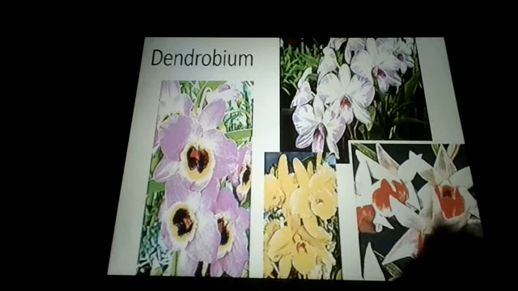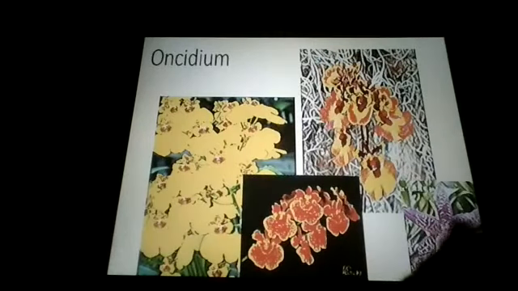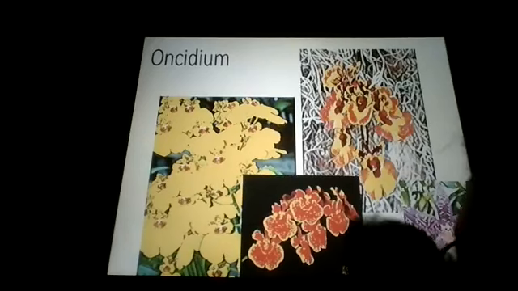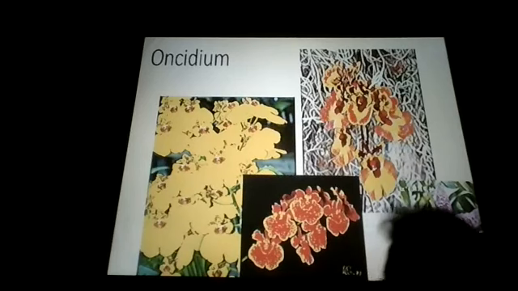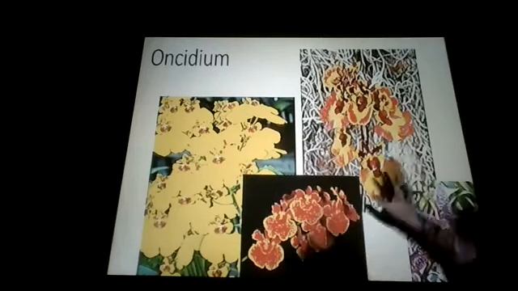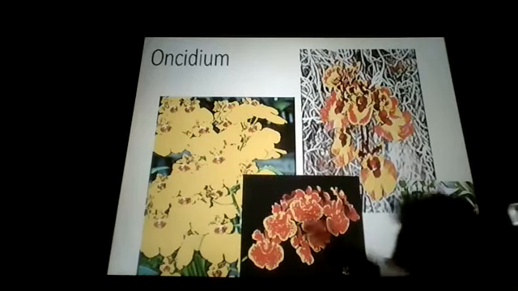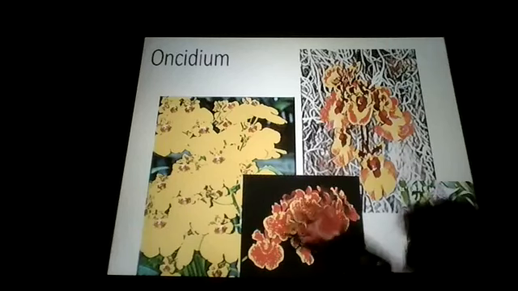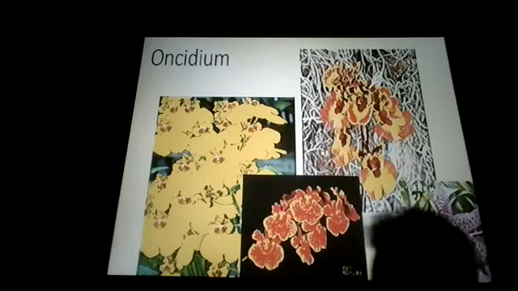Next slide, please. Now this is the Oncidiums. See if you can answer that question: what are they called? They're known as the dancing lady orchid. So just think of a dancing lady, and there you go. This is a dress, and then she's dancing. So that's a dancing lady orchid.